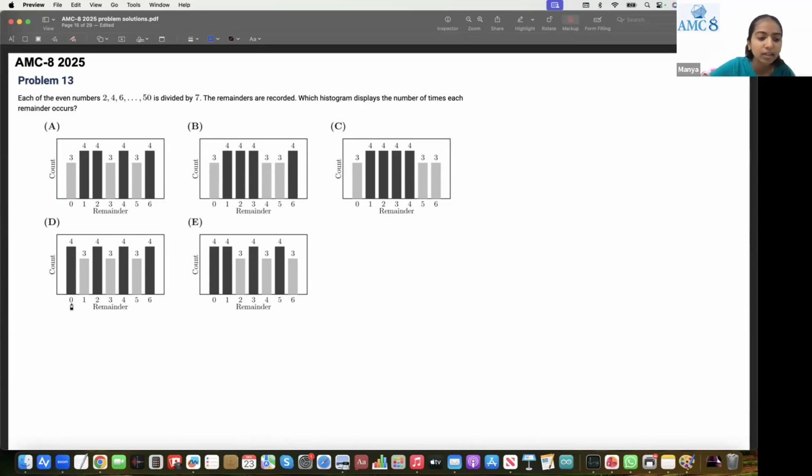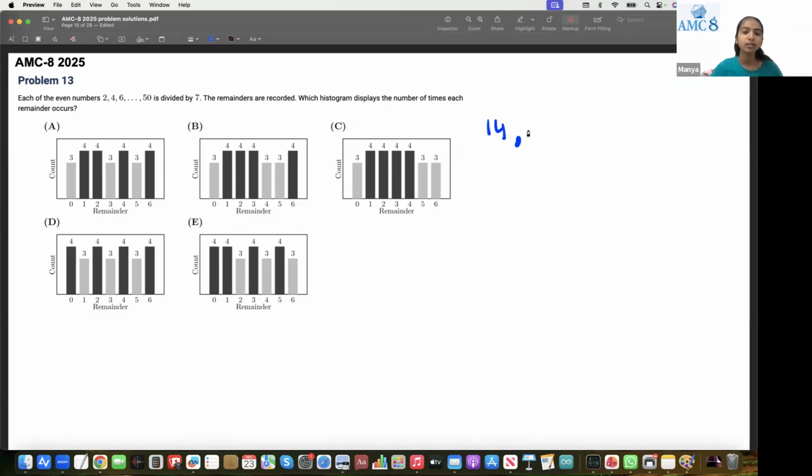Well, we can see that there's a 0 here, and here, and here. This one says that a 0 occurs 3 times. This one also says 3. This one also says 3, and this one says 4. This one also says 4. So we need to eliminate the answer choices, and to do this, we will need to find the even numbers which are divided by 7, which will result in a remainder of 0, such as 14.